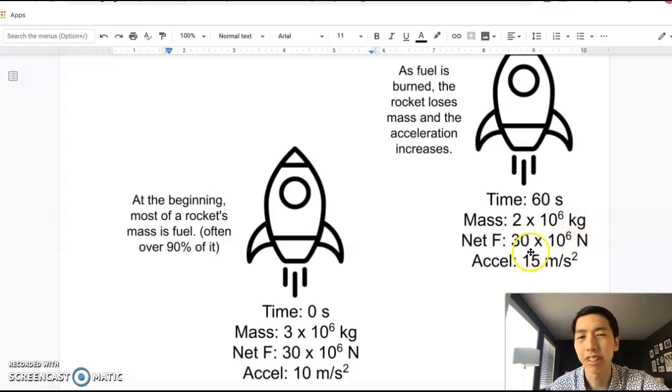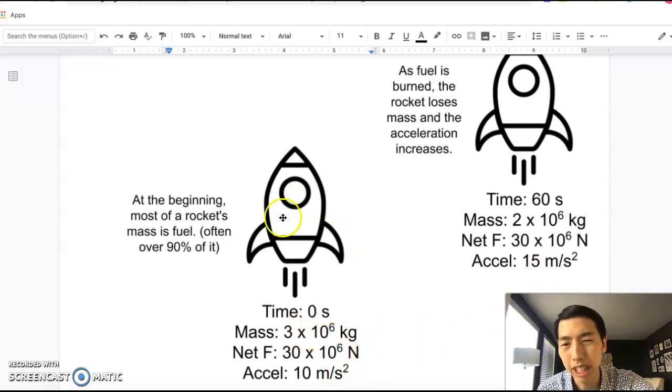And the force of thrust is remaining the same at 30 million newtons. So now 30 million divided by 2 million gives you 15 meters per second squared. So that's what I'm going to be typing in my qualitative answer. I'm going to be talking about how the acceleration actually increases.